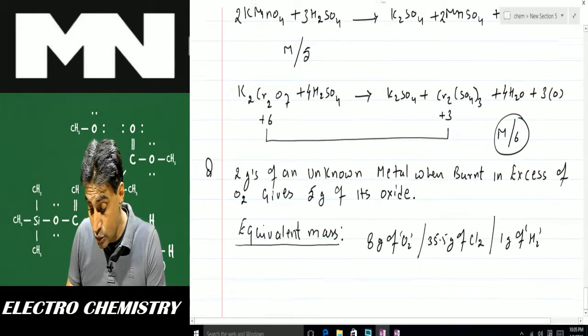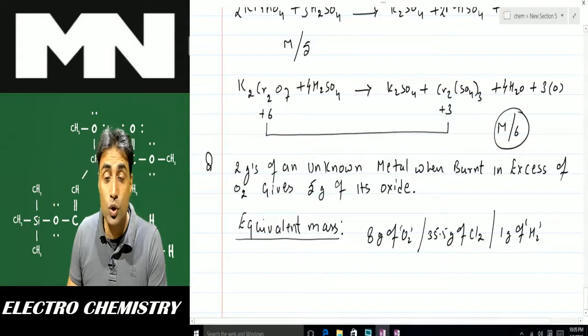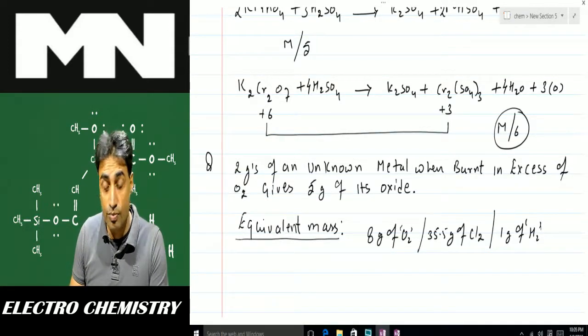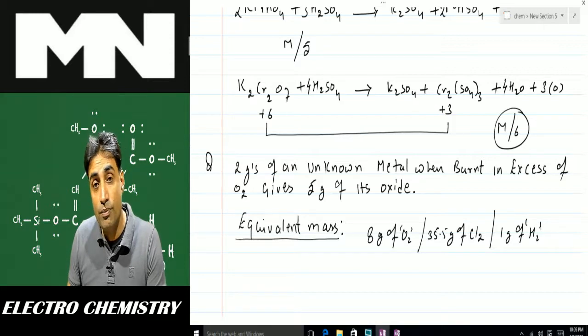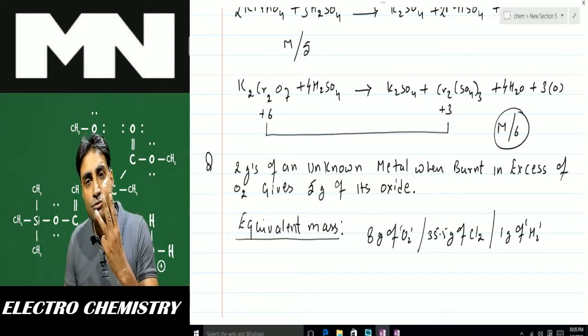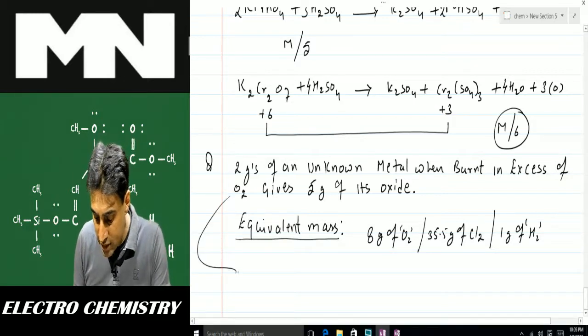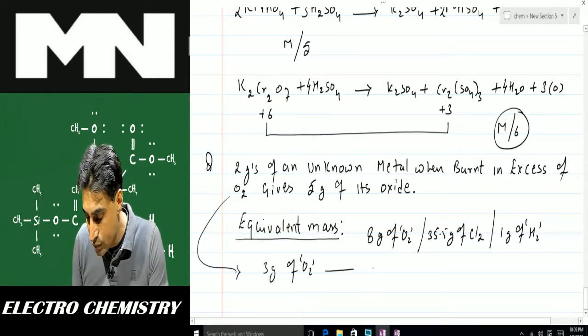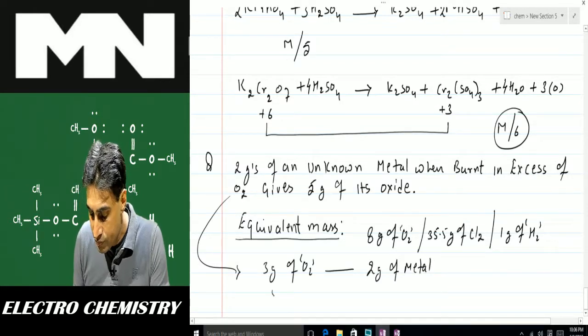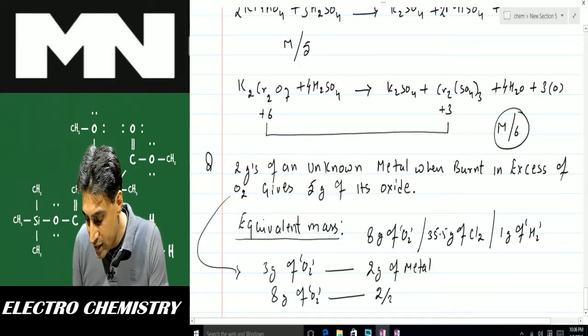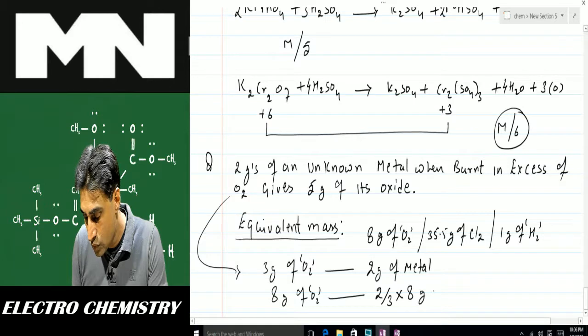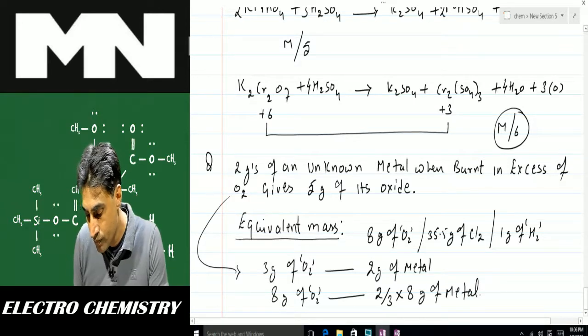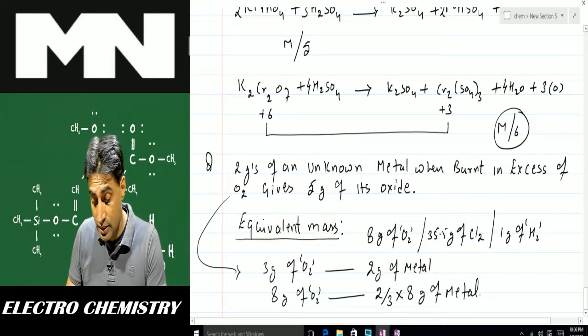So if we have a look at this question, it becomes very easy for us. 2 grams of metal is combining with oxygen to form 5 grams of metal oxide. 5 grams of metal oxide contains 2 grams of metal, that means 3 grams of oxygen is there. So in this question, we can say that 3 grams of oxygen is reacting with 2 grams of metal. That means 8 grams of oxygen is going to react with 2 by 3 into 8 grams of metal. So this will give you the equivalent mass of the metal.